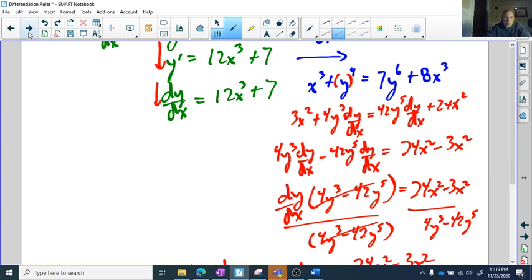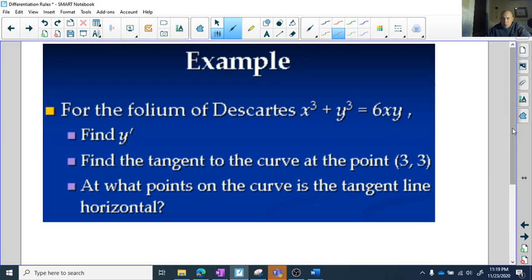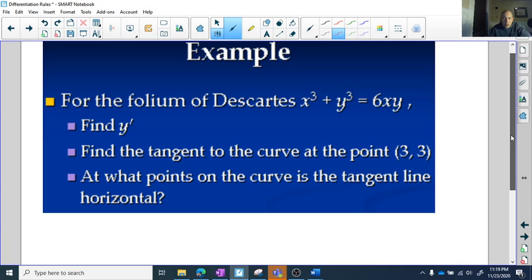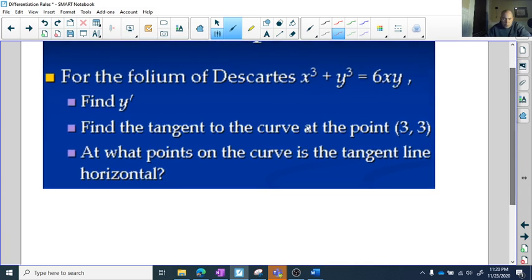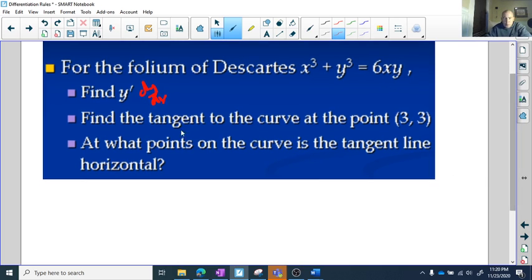Okay, so let's throw a few at you here and see how you make out. So this was the one we had mentioned earlier. It's called the Folium of Descartes. It has a special name. So it says find y prime. I know that y prime is the same as dy over dx. And then it wants us to find the tangent to the curve at 3, 3. And then it says at what points on the curve is a tangent line horizontal.